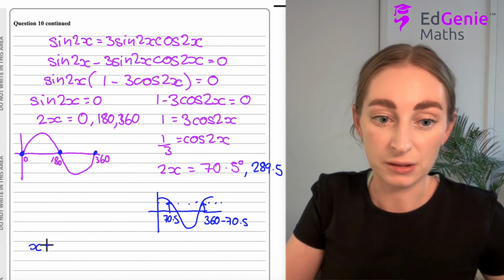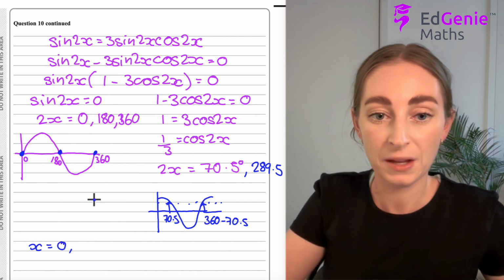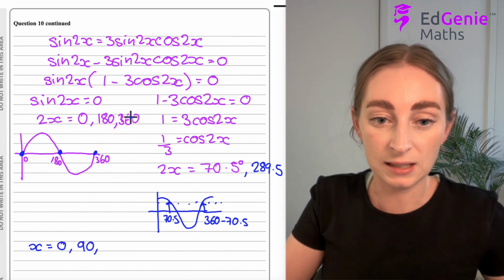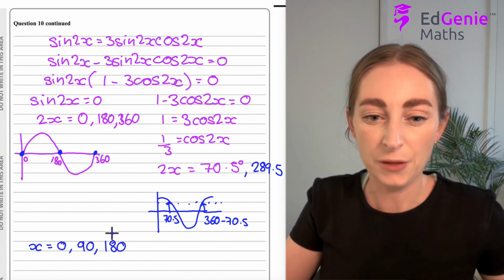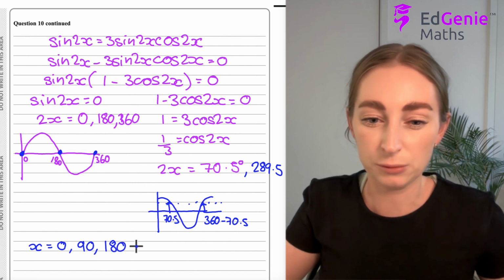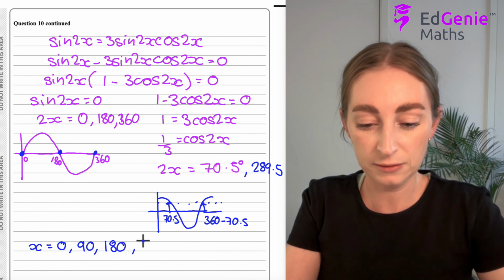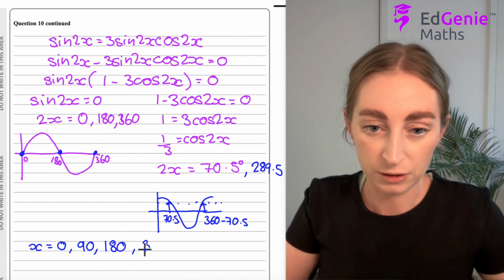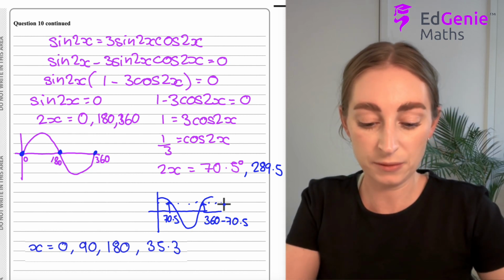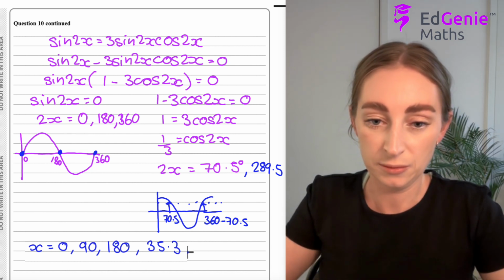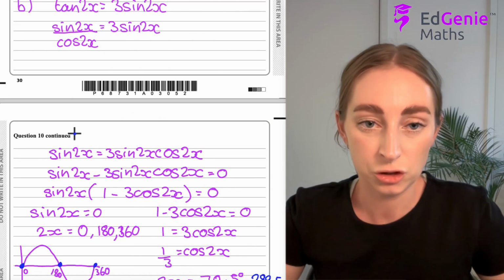Now I'm going to divide all my values by 2. So 0 divided by 2, 0. 180 divided by 2 is 90. 360 divided by 2 is 180, although I just want to check those two to see if it's definitely less than or equal to, or what's going on there. 70.5 is 35.25. And 289.5 divided by 2 is 144.75. Let's just check.